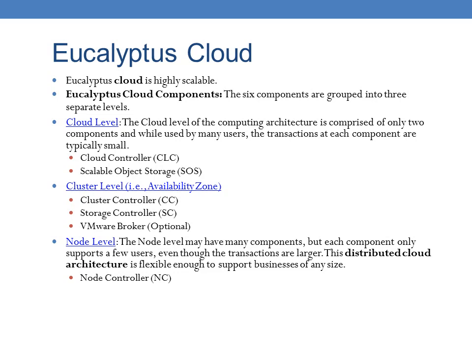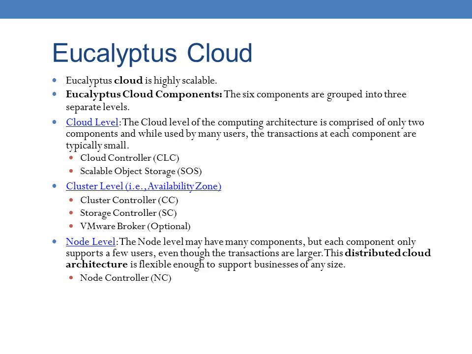Next one is the cluster level. The cluster controller and the storage controller, and the VMware broker, which is optional. So here that is the availability zone. So here only the facilities available from the cloud cluster controller and storage controller.